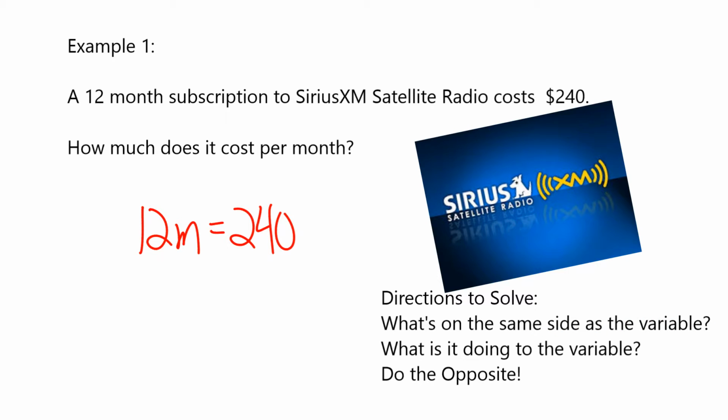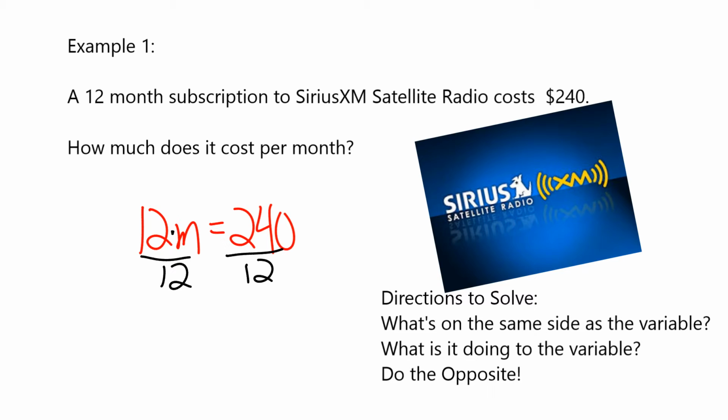What's on the same side as the variable? In this case, 12. What is the 12 doing to the variable? In this case, 12 is multiplying. Multiplication is the only operation that you do not need to have an operation sign in between the number and the variable. So if you ever see just a number next to a variable, assume that the operation between them is multiplication. Since 12 is multiplying m, we do the opposite and divide.